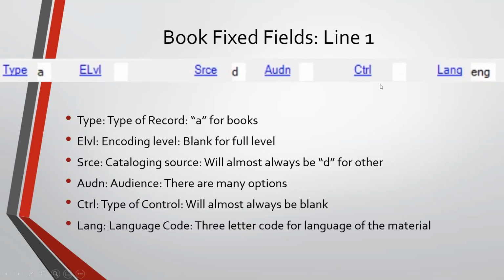Ctrl, this is your type of control. This is almost always going to be blank. I believe that the other option for that is archival. So if you're dealing with archival materials, just let me double check that real quick. Yeah, archival is the other option. And then your 3-letter language code, which is the language of the material, not the language that it's been cataloged in. I'll point out where that changes in a little bit.